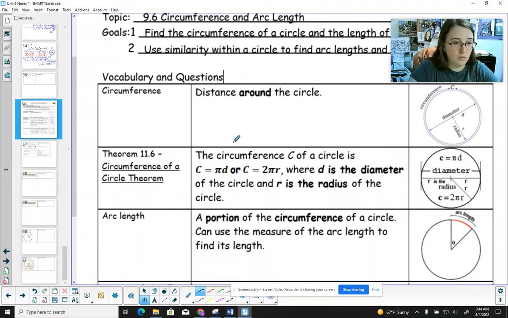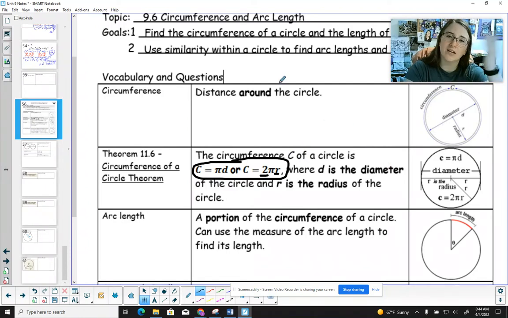This is on your formula sheet, but I just want to point out to you here, there's technically two different ways of looking at circumference. We can call it pi d or 2 pi r. And we know that's because the diameter, which is d, is twice the radius. So it basically is the same thing. If you're given the diameter, you can just use the diameter. If you're given the radius, you got to times it by 2.